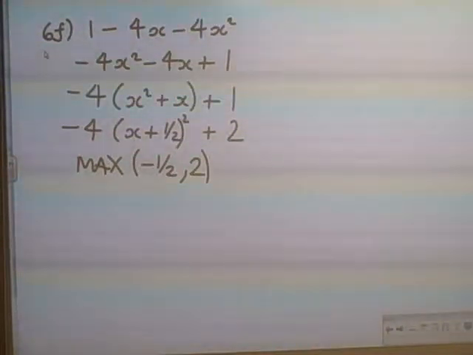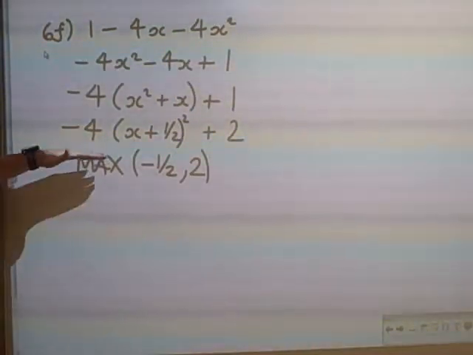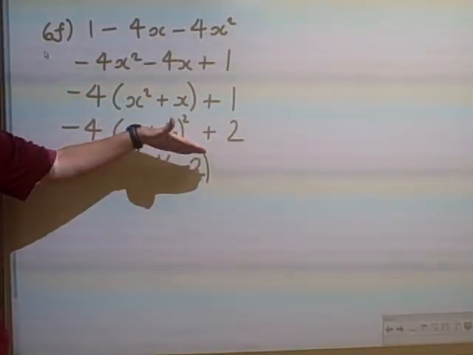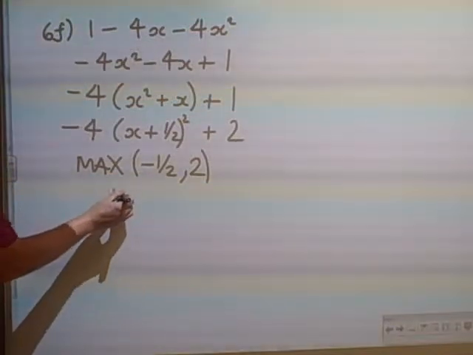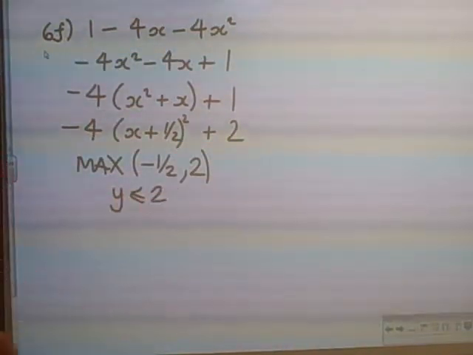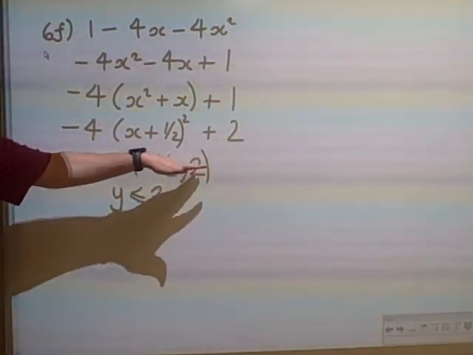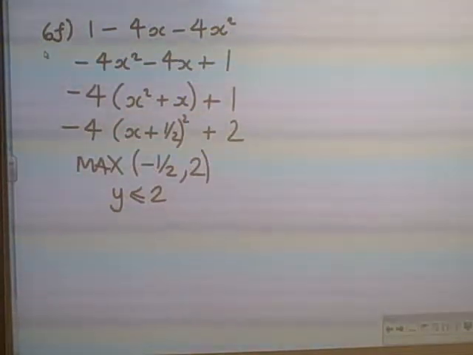Also, it says state the range of values the function can take. Well, if this is the highest value I can have, the highest y value, remember range is y values, the maximum value is 2, then my range must be less than or equal to 2. Obviously, I can have equal to 2 because that's actually the vertex for that part.